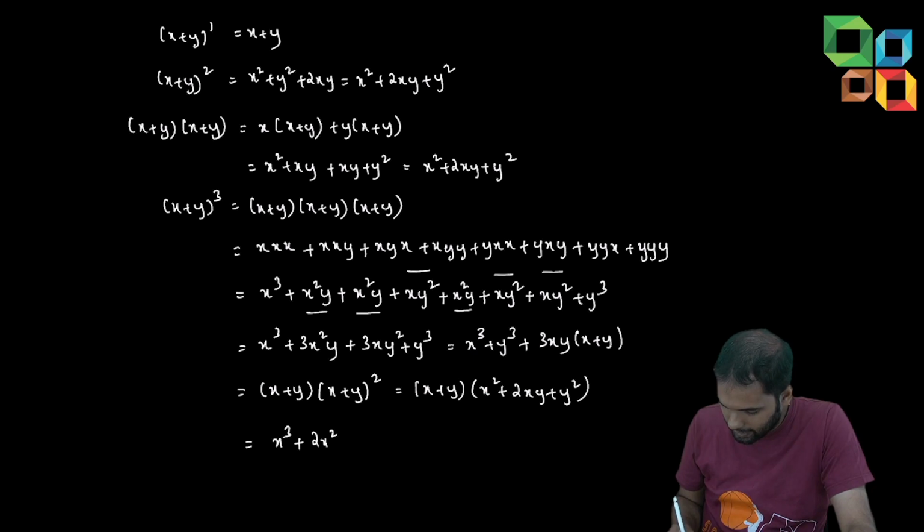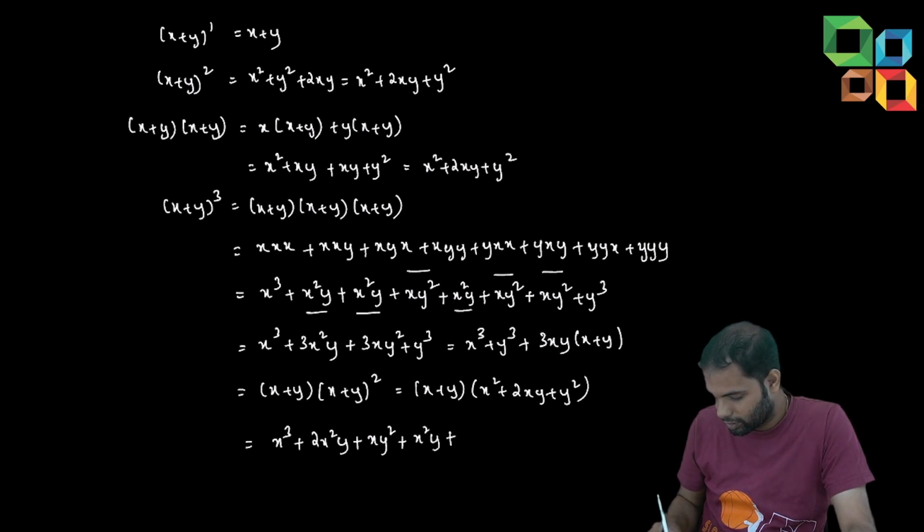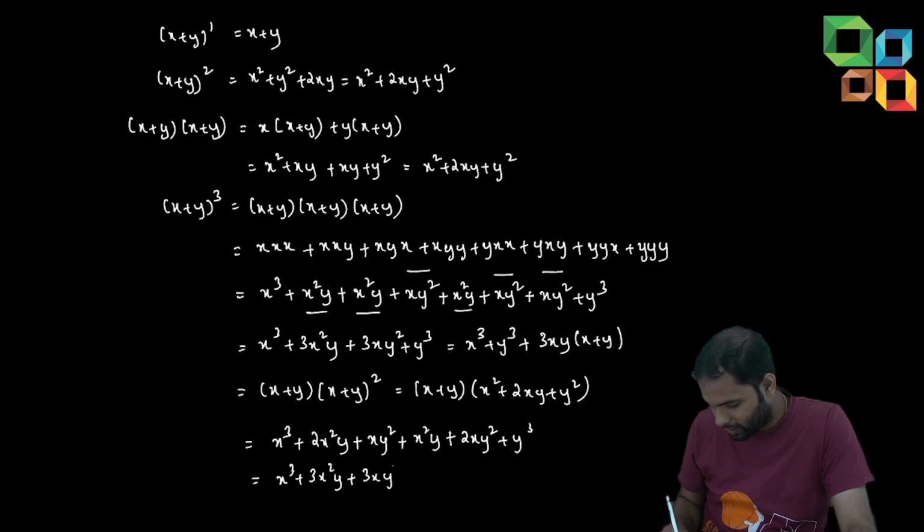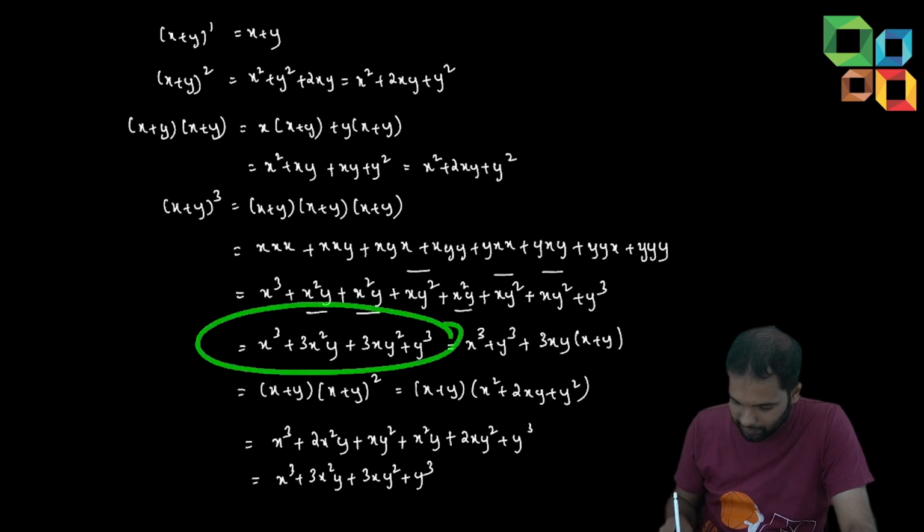So it will be 2x square y, again x into y square, so x square. Now multiplying the y terms. So y into x square. So it's x square y plus 2x y square plus y. Again, if you add them, you can see you're getting the same term, 3x square y plus 3xy square plus y. Look at this. We're getting the same thing.